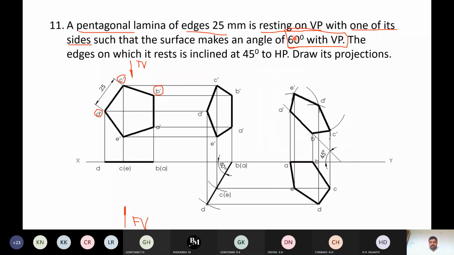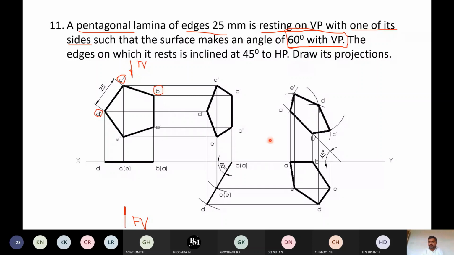What is the reason? Why are we not considering inclination with respect to HP first? In all previous problems, we used to consider inclination with respect to HP first. But in this problem, we are considering inclination with respect to VP. The reason is, if it is resting on VP, first we should consider inclination with respect to VP. If it is resting on HP, we should consider inclination with respect to HP.